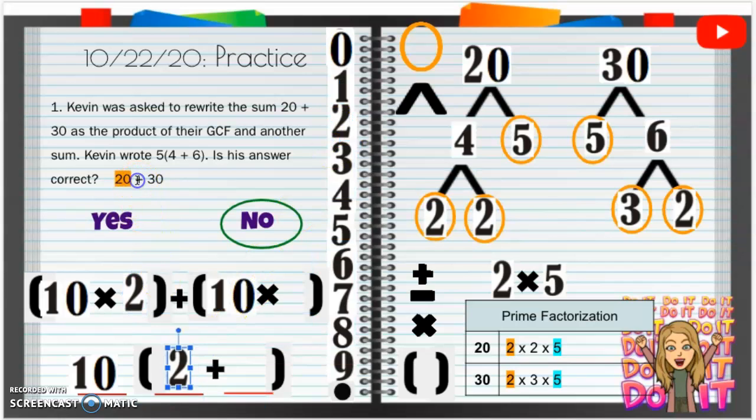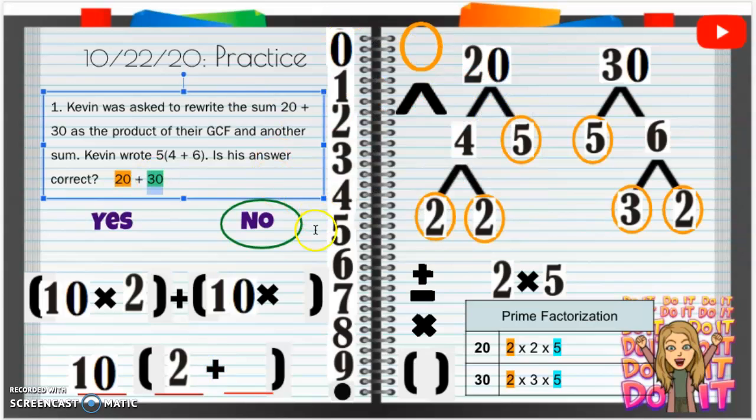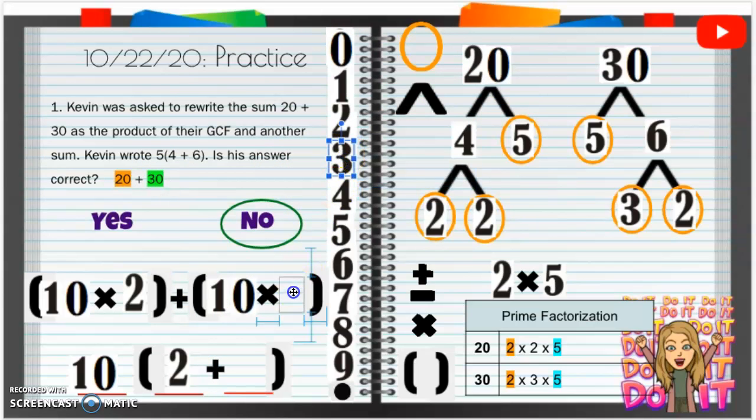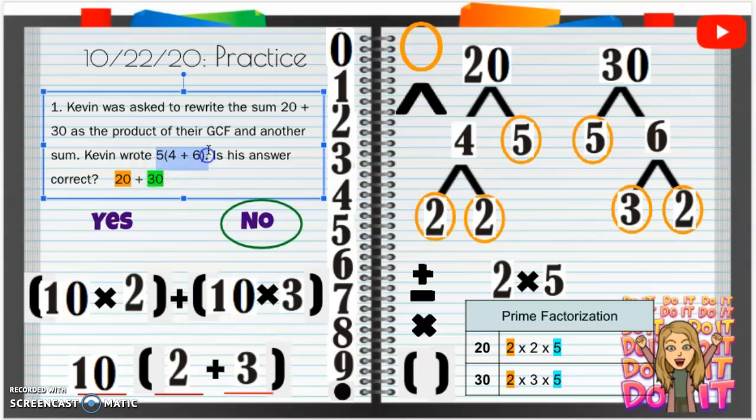Now, the middle symbol is a plus. Yep, we're going to keep that plus. Perfect. How about 30? 10 times what equals 30? Well, 10 times 3 equals 30, so I'm going to pull that 3 down here, and also put that 3 down here. So here's our answer. It's actually 10 times the quantity of 2 plus 3, not 5 times the quantity of 4 plus 6. That's not when you use the greatest common factor. So Kevin was incorrect, and we fixed it for him. Great job.